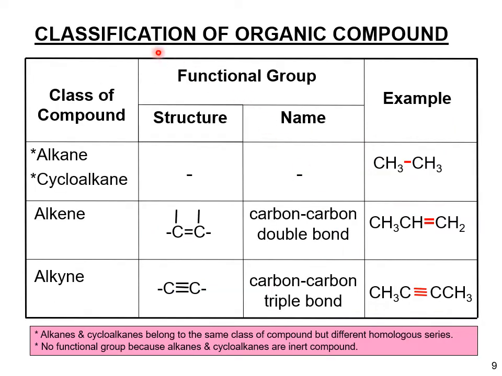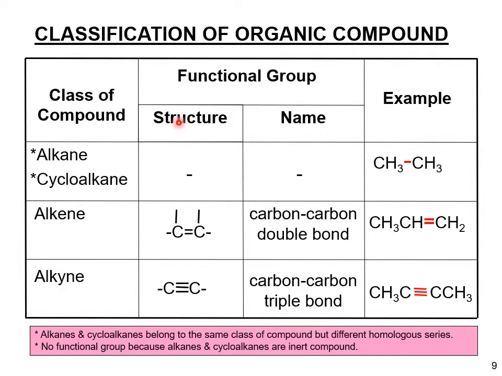Okay, now we look at the classification of organic compounds. Before we start, madam needs to emphasize. First, you must know what is the class of compound, or we can call it the homologous series. And then what is the functional group for that class of compound? We must know how to identify the structure and name the functional group as well. Most of the students will confuse class of compound and functional group, so you have to stay alert.